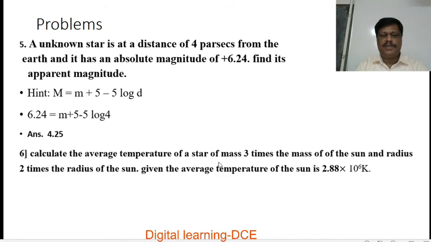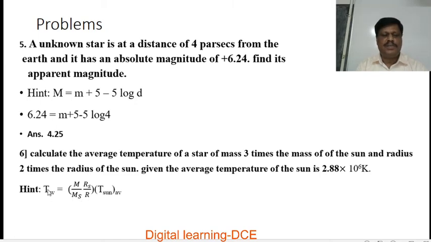Calculate the average temperature of a star of mass 3 times the mass of the sun and radius 2 times the radius of the sun. Given the average temperature of the sun is 2.88 into 10 power 6 Kelvin. So this problem is on average temperature of the star. We know that the average temperature of the star is directly proportional to the mass of the star and inversely proportional to the radius of the star.